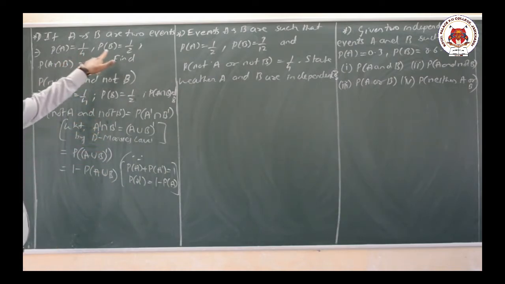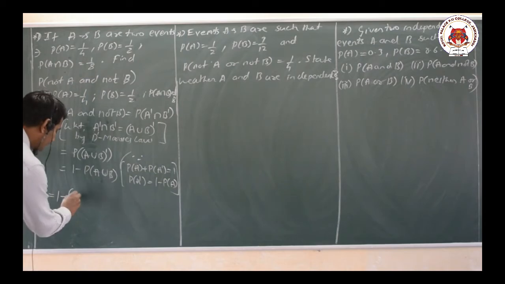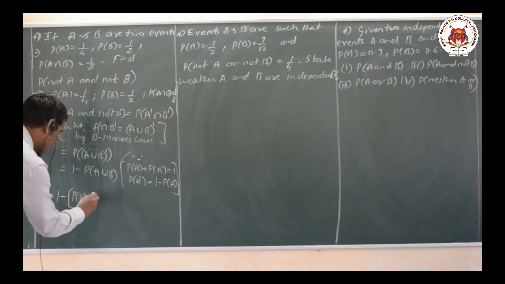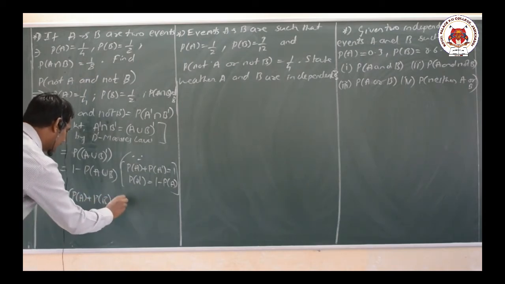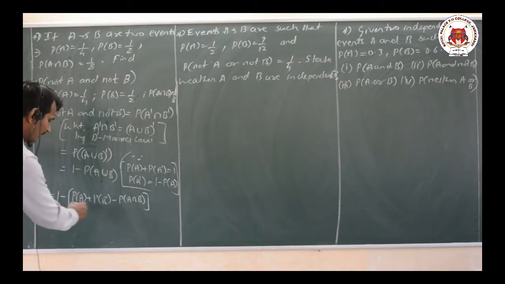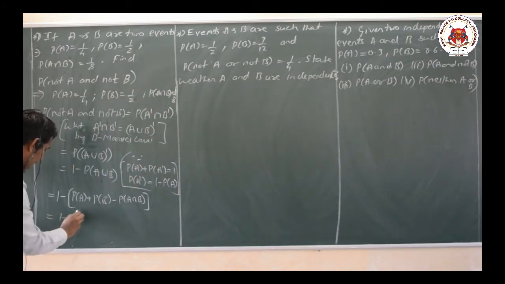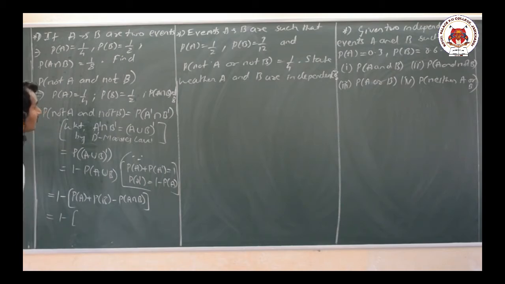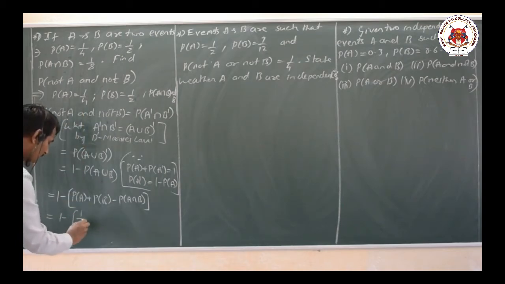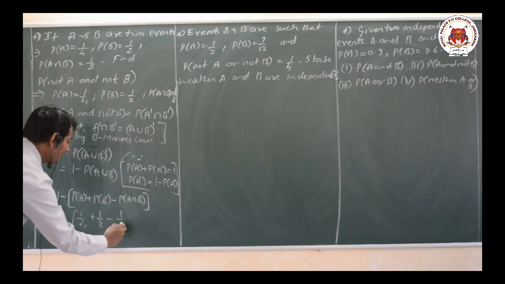We don't know the value for A union B, but here, dear students, according to the addition theorem, it is nothing but P of A plus P of B minus P of A intersection B. And all these three values we know: P of A, P of B and P of A intersection B. What we get is 1 minus, P of A is 1 by 4, plus 1 by 2 minus 1 by 8.